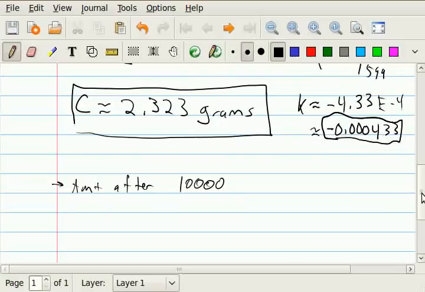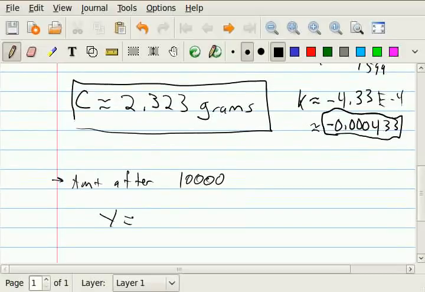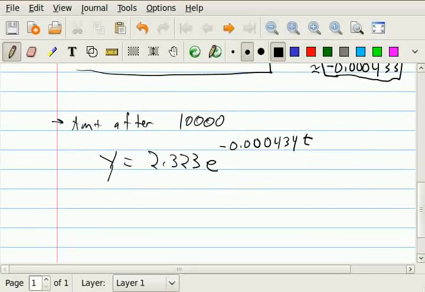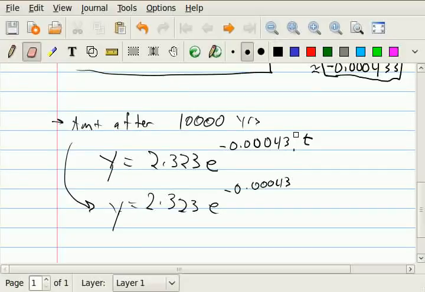Well, if you look at what we found in that last part, we really know this exponential decay model. We know that it's y equals c, which is 2.323, we found that now, times e to the power negative 0.000433 t. So this is a question we can answer directly. After 10,000 years, how much are we going to have? Well, we just have to put 10,000 in for t and see what we get. So on the calculator, we're going to have to type something like this in, and get an answer.